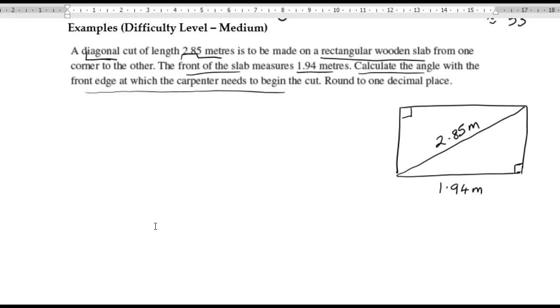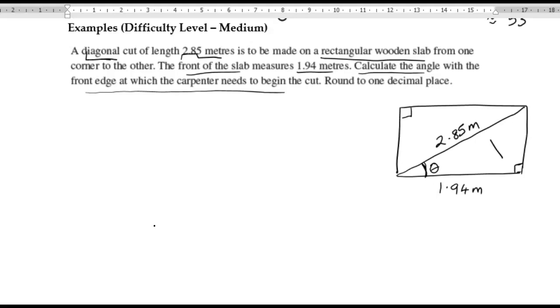1.94 meters. We want to calculate the angle with the front edge at which the carpenter needs to begin the cut. So the angle that they need to make the cut is right there. Let's call that theta. Now, this is the hardest part of the question. Obviously, we have to read the sentences and bring up a diagram before we get on to solving for the missing angle. Now we've done the harder bit. The easiest bit is what we did in the previous two examples.